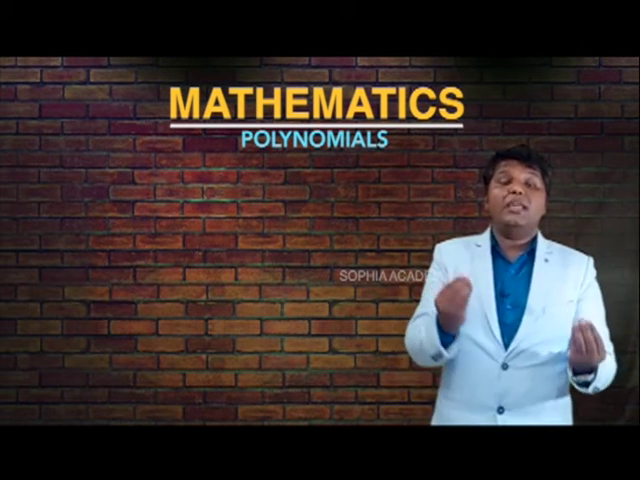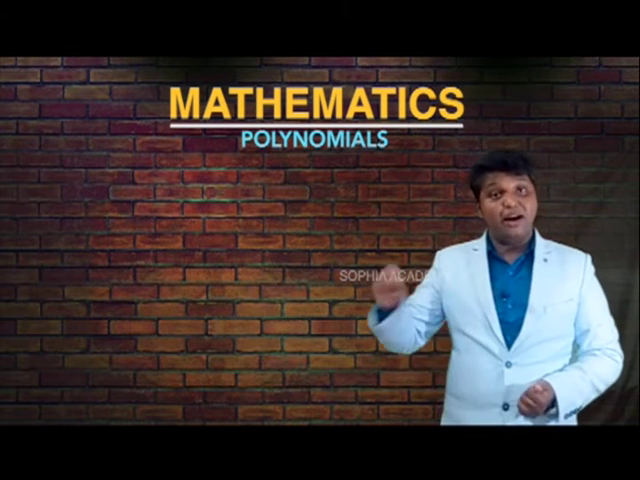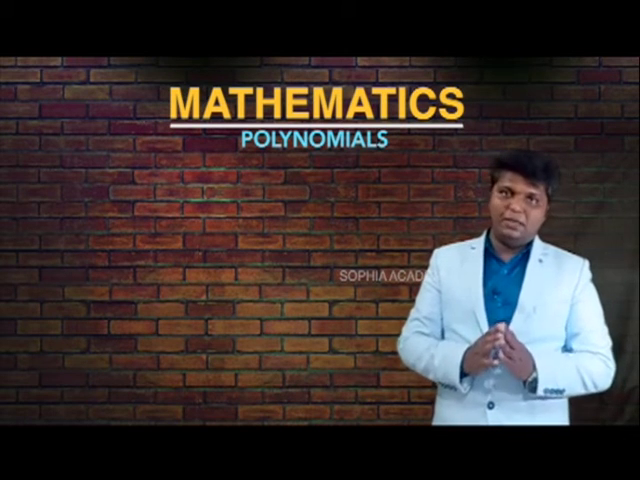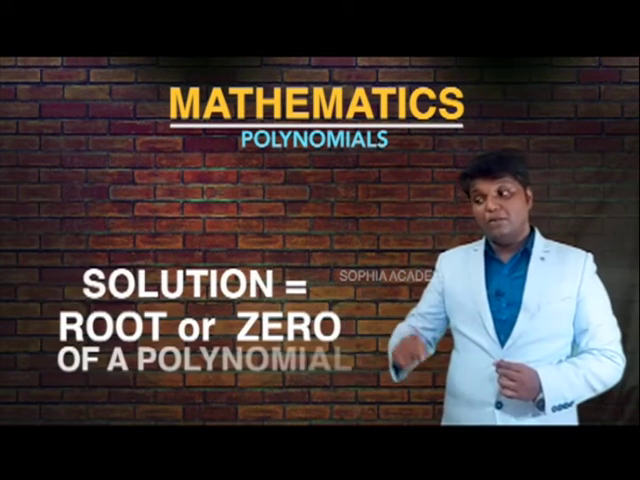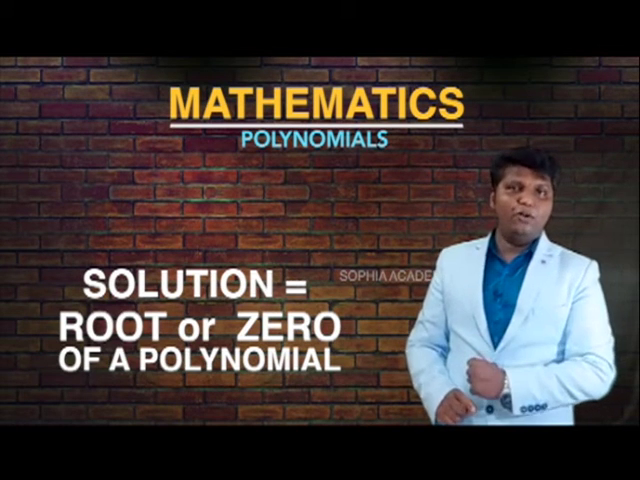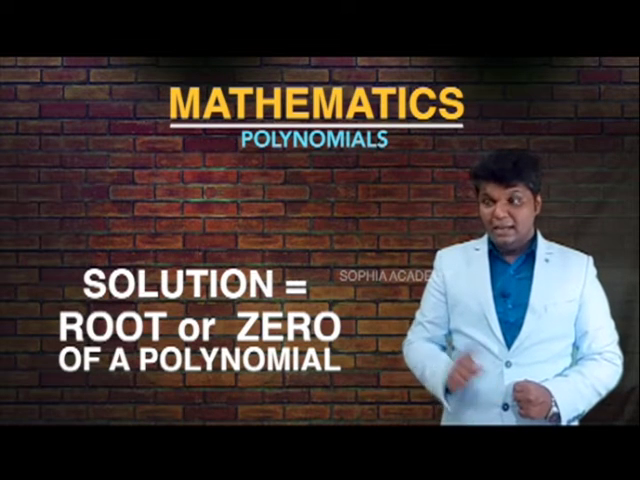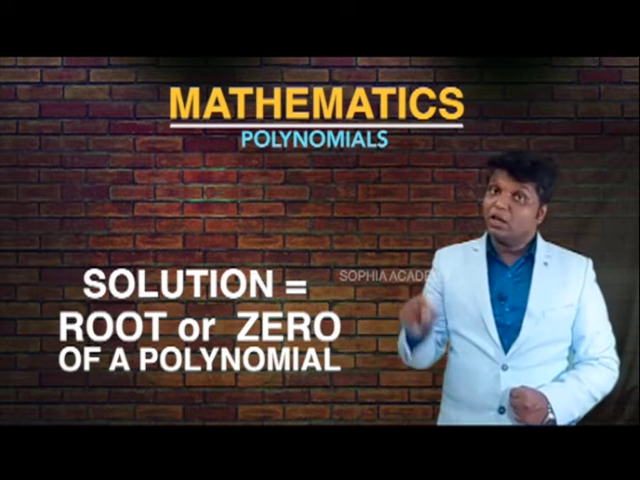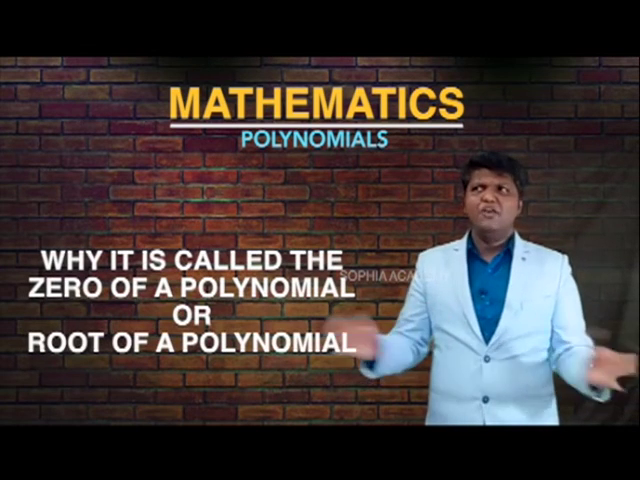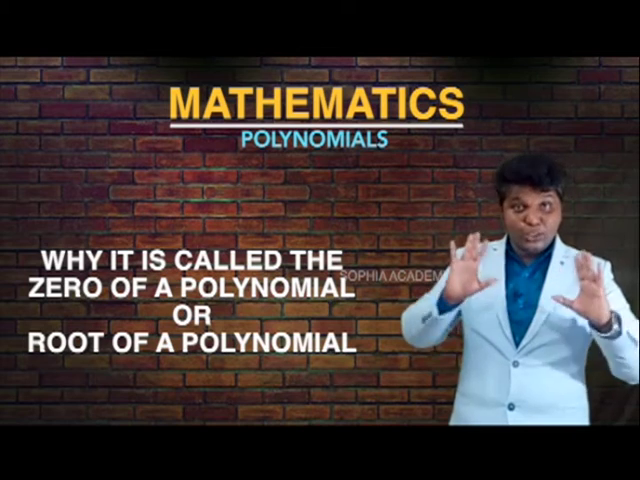So whenever you are given a problem, you have to solve it. Solve means find the answer to that one. So in this particular chapter of polynomials, whenever you find the solution of a polynomial, that solution is what we call the root of a polynomial, or the zero of a polynomial. Is that clear? Now I will tell you why it is called the zero of a polynomial. We will never say find the answer of the polynomial. Actually that is the meaning.